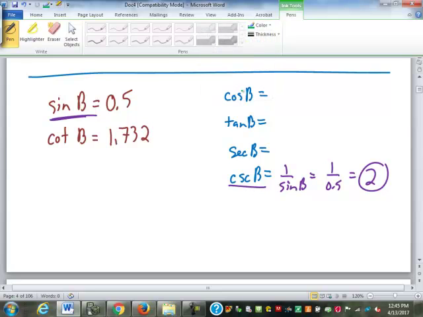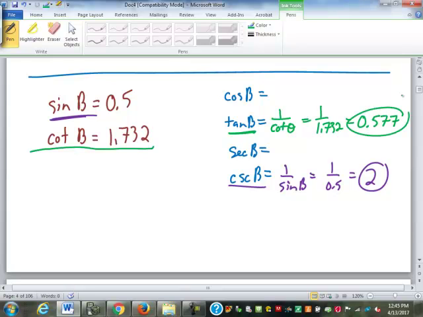So that one's easy. Let's look at that tangent. Tangent's not going to be too hard to find because it's directly linked to cotangent. It's just going to be 1 over the cotangent, right? If cotangent is the reciprocal of tangent, tangent has to be the reciprocal of cotangent. So that's 1 over 1.732, which is what? 0.577, I believe, if I'm not mistaken. So really we're left with just cosine and secant.